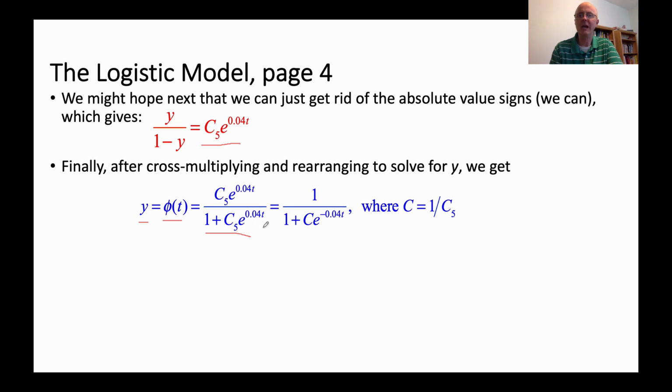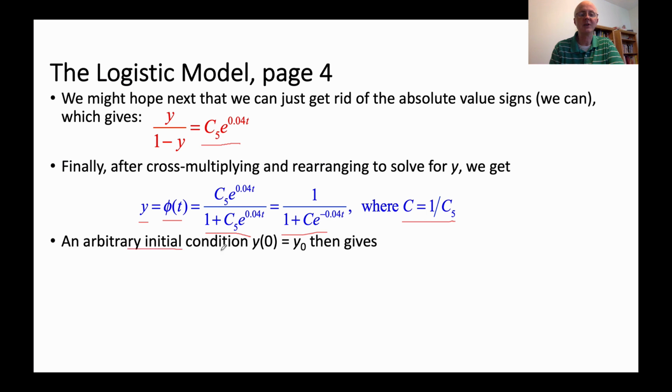And a final simplification that's often done is to divide the top and the bottom of this fraction by c5 and also by e to the positive 0.04t. Doing so gives this fraction, and now you just have one arbitrary constant. That arbitrary constant is related to c5. c is 1 over c5, at least when c5 is non-zero. Once again, some magic is going to happen and our final answer will still work even if our initial condition is 0. And that's what we'll talk about now.